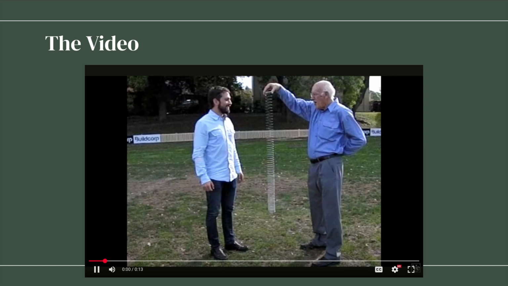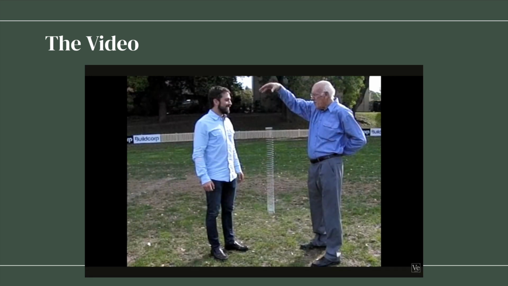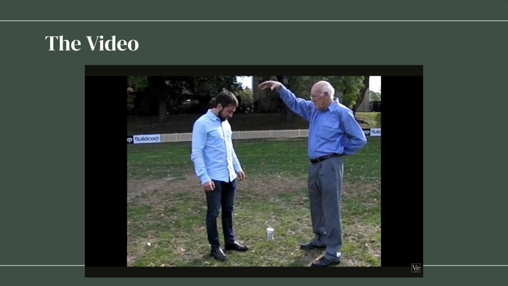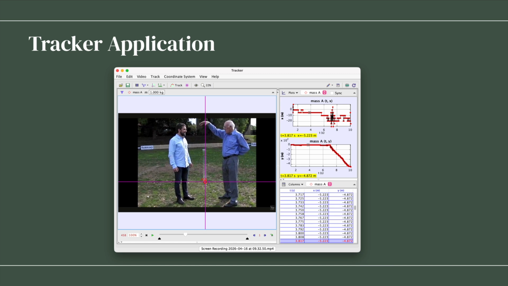This is the video that was found of the Slinky falling. This is a screenshot of the tracker software that was used to create the position versus time graph. The purple lines are the axes. The red diamonds following the mass's path are the position points. They were recorded frame by frame as the Slinky fell. As you can see on the right, the graph was made in the software and the data points are all below.